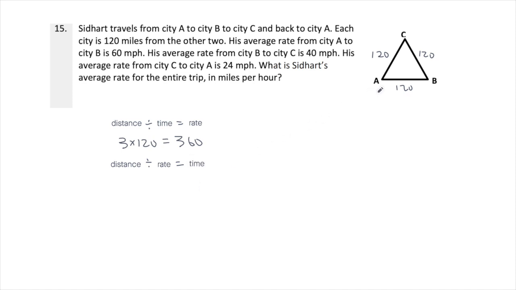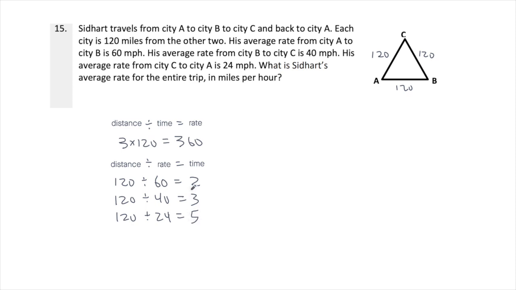The distance between A and B is 120. The rate is 60. So that means it took 2 hours. The distance between B and C is also 120. The rate is 40. So that means it took 3 hours. The distance between C and A is 120. The rate is 24. So it took 5 hours.